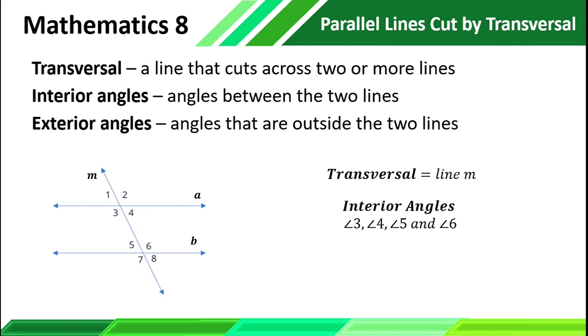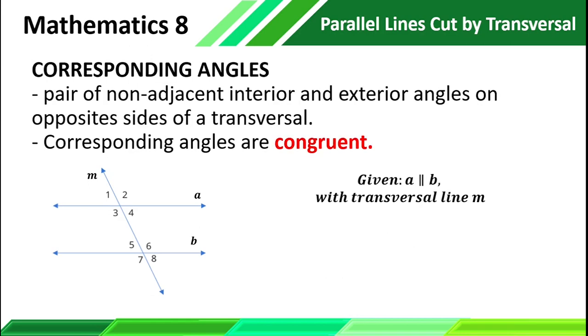Next, we have exterior angles. These are angles that are outside the lines. So we have here angle 1, angle 2, angle 7, and angle 8. Now, there are different types of angle pairs. The first one is corresponding angles. It is a pair of non-adjacent interior and exterior angles on the same side of a transversal. Always remember that corresponding angles are congruent.